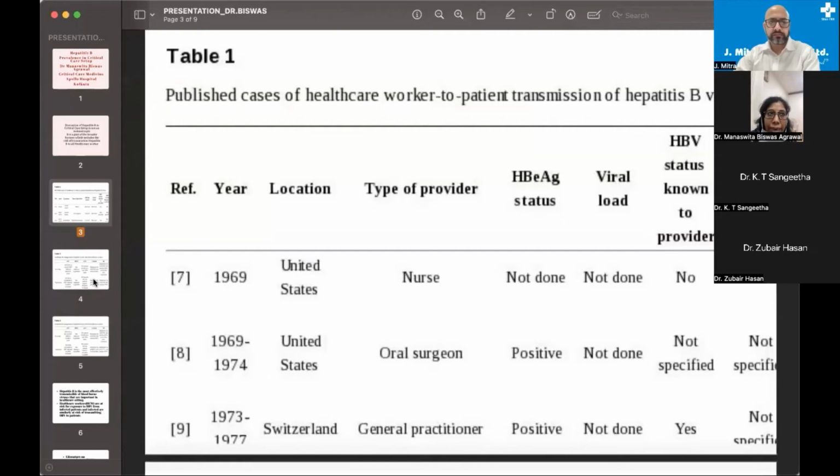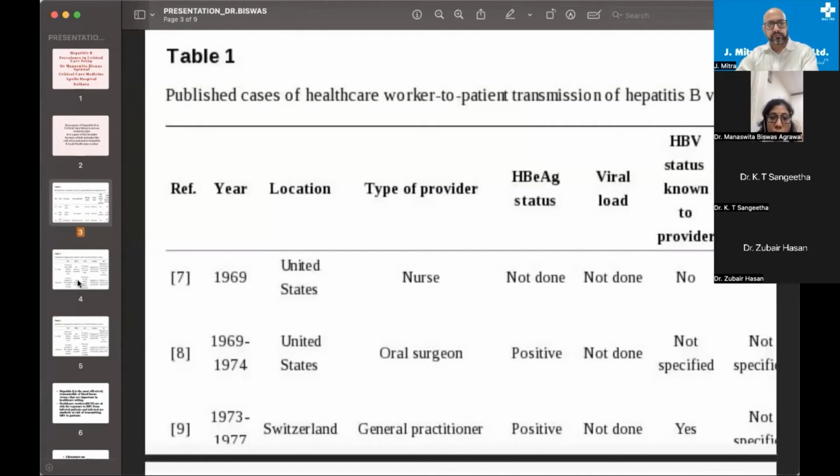So many a times the patient is in the window period where they are not positive on report, but they are the carriers, and we get a needle stick prick accidentally and we get infected. So both ways it is very important. And these are the literatures which I could find.